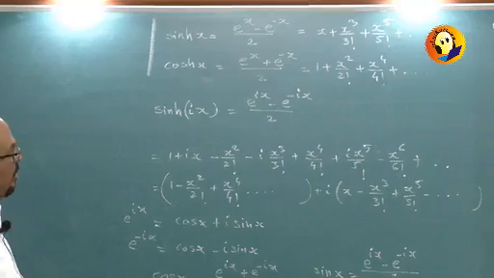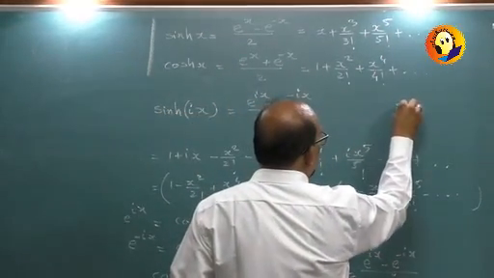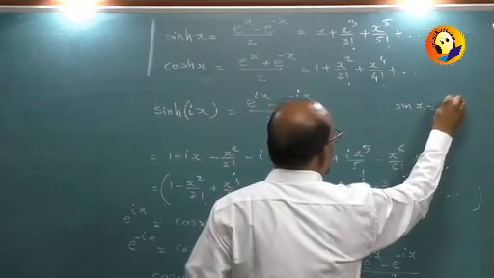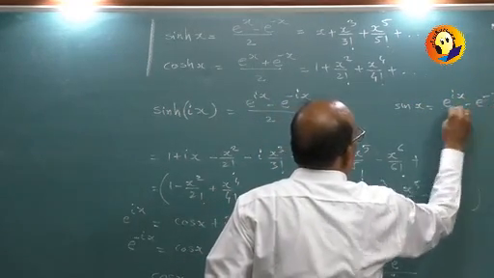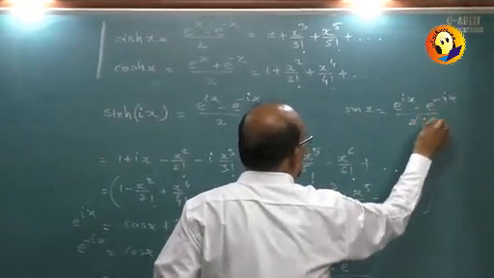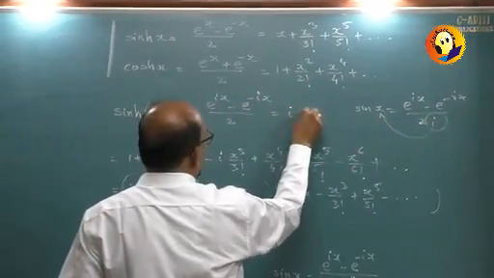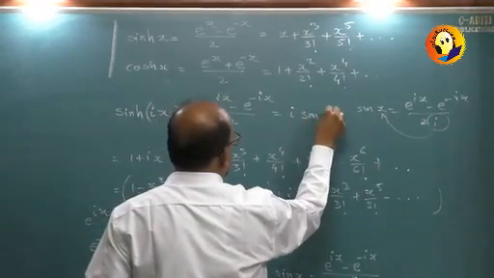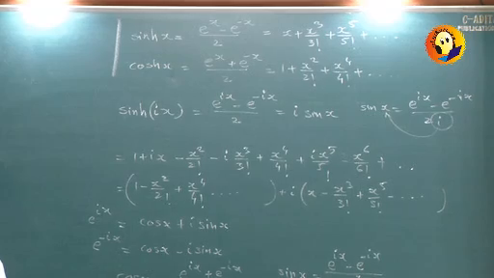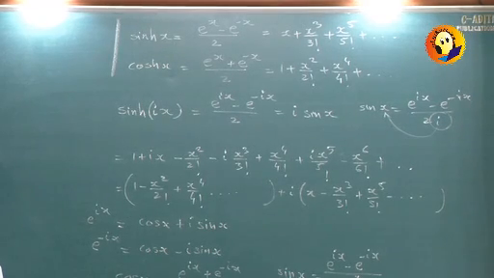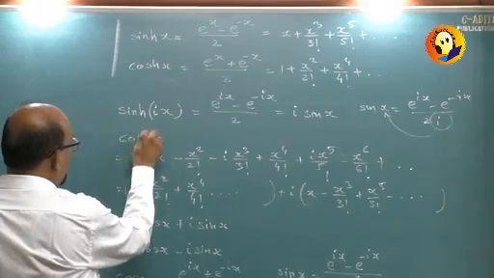Right? But this is what we know, that sin x is e raised to ix minus e raised to minus ix upon 2i. So this i should be transferred. So this will be i sin x. So sinh ix is i sin x. Okay. What will be cosh ix?